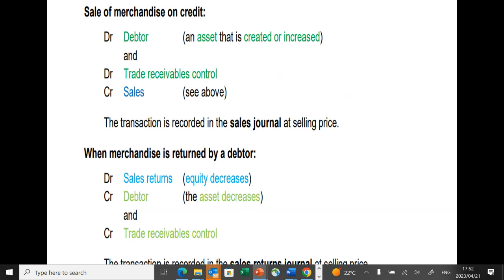If you sell that inventory on credit, we have to debit our trade receivable control account because it is an asset. Asset increases on the debit side. And then what are we going to credit? We credit our sales income. We know income increases on the credit side. And when the merchandise is returned by a debtor, what are we going to do? We know that when we sold it on credit, we debited the trade receivable control. But when they return that inventory, we need to reduce whatever they are owing us. Assets reduce on the credit side. That's why you're going to credit your trade receivable control. And what are you going to debit? The sales returns, what they brought back.